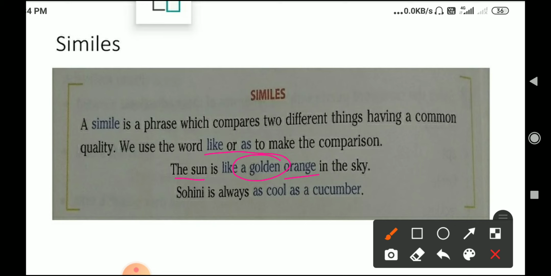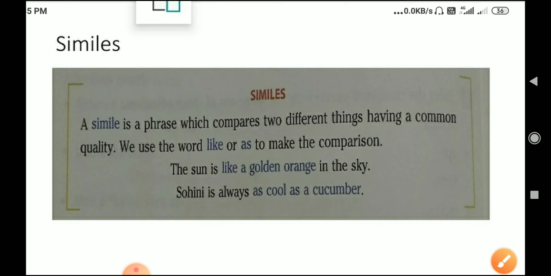Sohini is always as cool as a cucumber. Here Sohini and the cucumber, or Sohini's nature, are compared with the cucumber. Such a cool she was, by the use of the word cool. So a simile is used here, which modifies or presents the adjective.